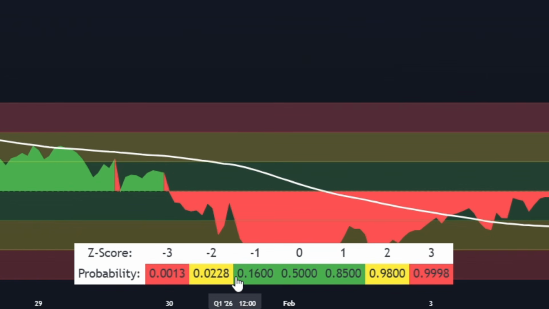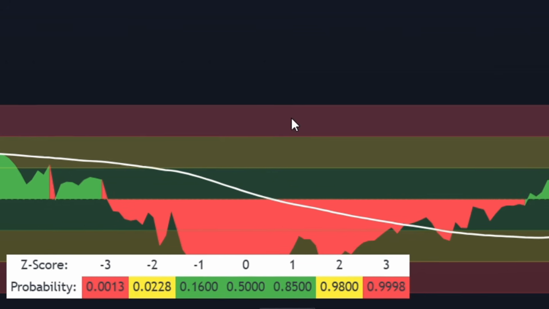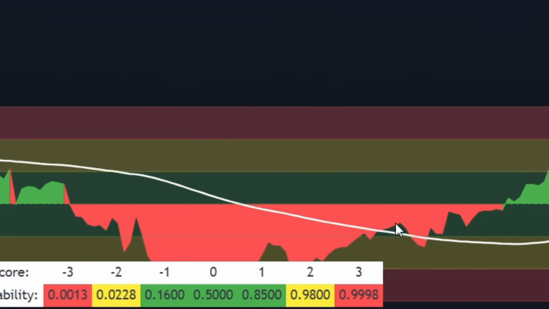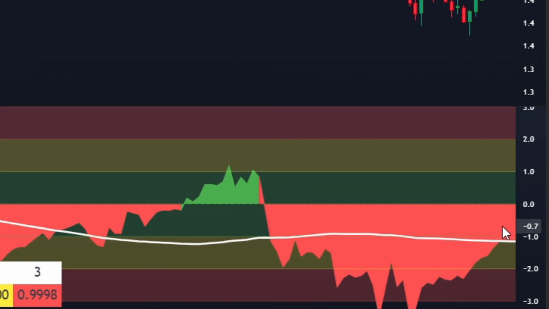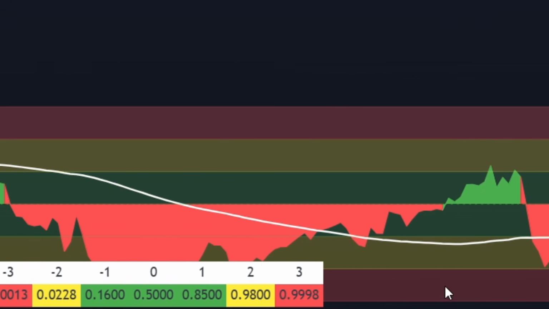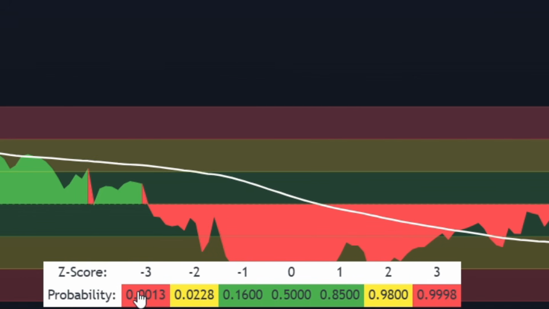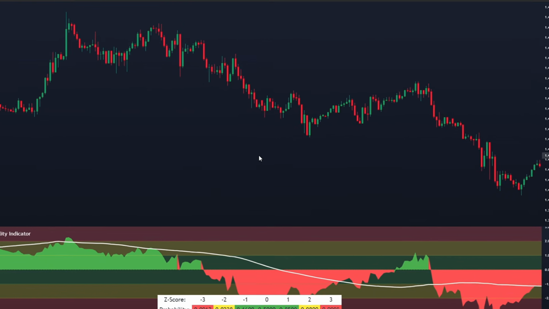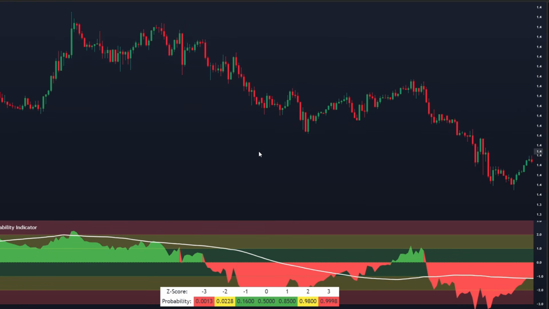Here we have also a table that shows the amount of probability for different levels of Z-score, which are actually the divided levels that you see at the background of the indicator. When analyzing the market, this table can give you information about the current condition of volatility in the market. For trend identification, we use this histogram in a similar way that we use MACD histogram.